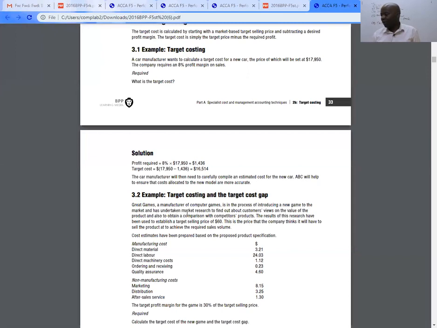Example 3.2, target costing and target cost gap, where they have asked us to calculate the target cost of the new game and the target cost gap. We simply follow the steps that we have laid down. Is there anybody who wants Mwalimu to do this question very fast?